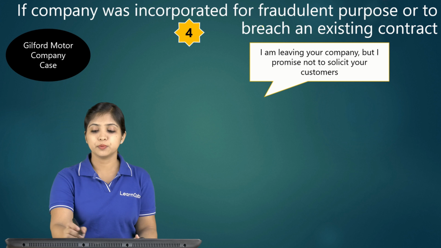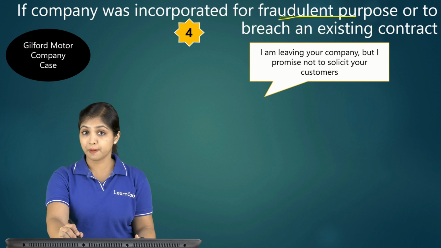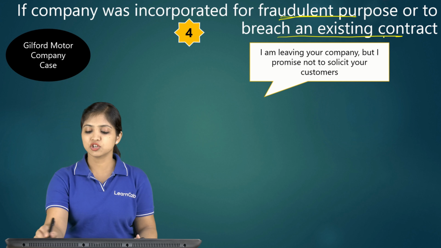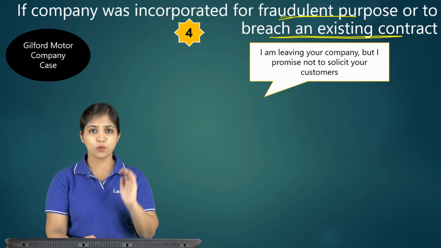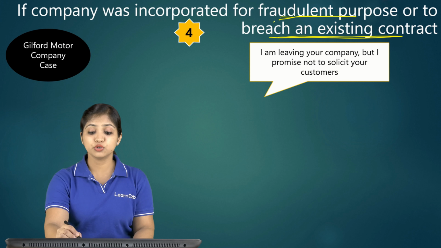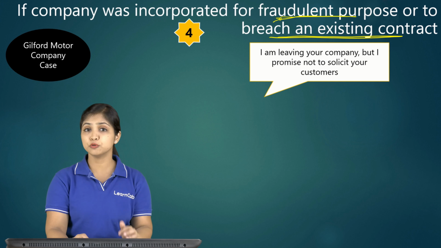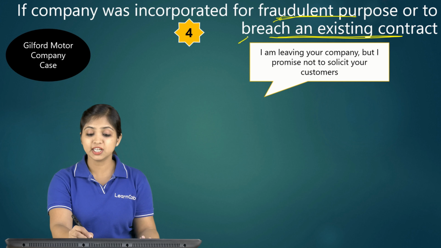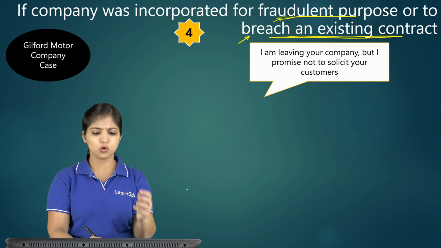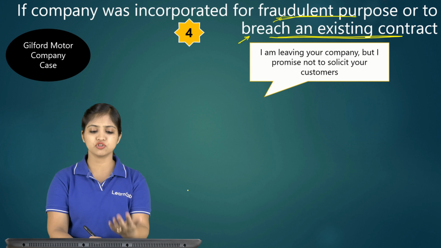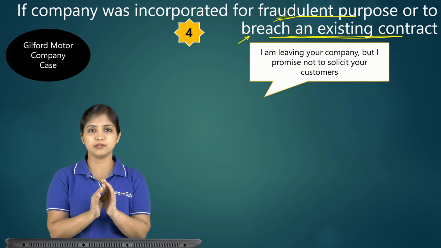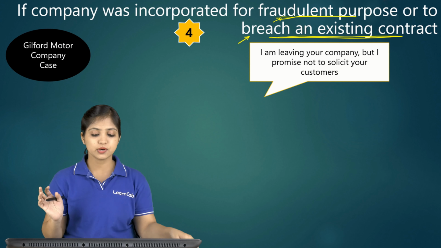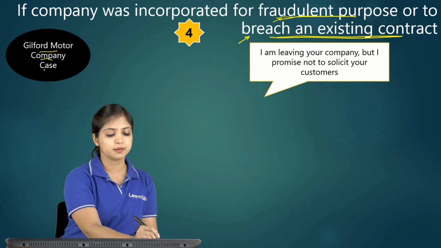Company was incorporated for a fraudulent purpose or to breach an existing contract. If the whole objective as to why the company was formed is to defraud another person, to fool another person, or to breach an existing contract, even then the veil will be lifted and the shareholder and the company will be treated as one and the same person. Let's look at an example over here, Guilford Motor Company case.